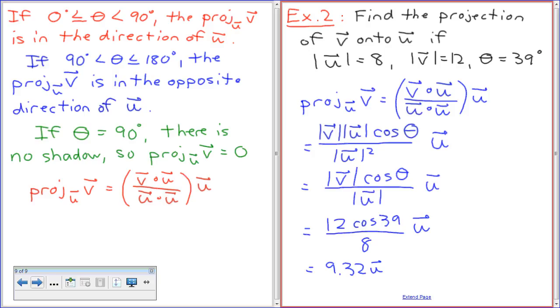Okay. Let's do one with Cartesian. Sorry for those that can't see at the bottom.